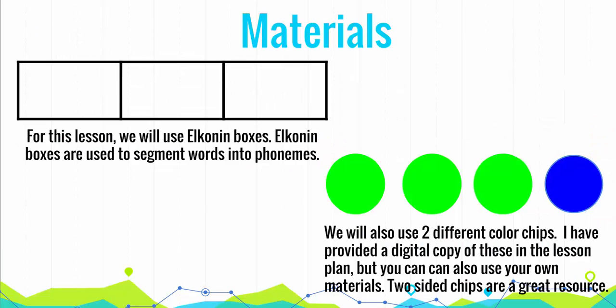Provided in the lesson plan in Edify are the resources needed for this lesson. You will need an Elkonin box and 3 different color chips. Elkonin boxes are a great tool used for segmenting words into phonemes. This will most likely be your student's second exposure to Elkonin boxes, as they are used to teach the isolation of sounds. You may use the printable chips provided, bingo chips, or 2-sided counters.